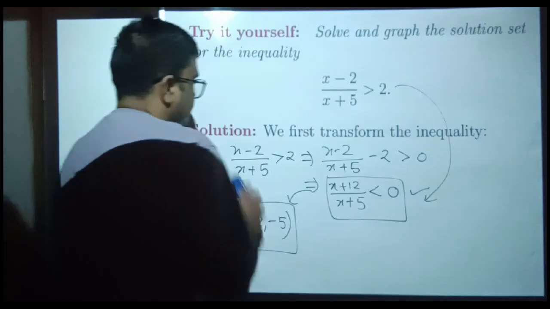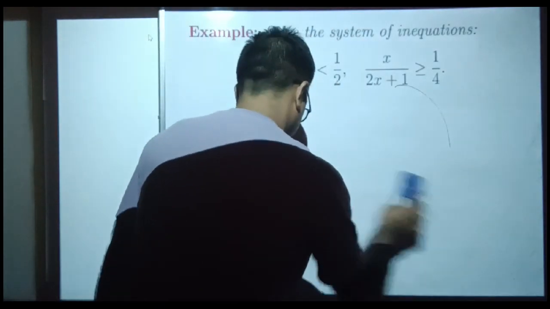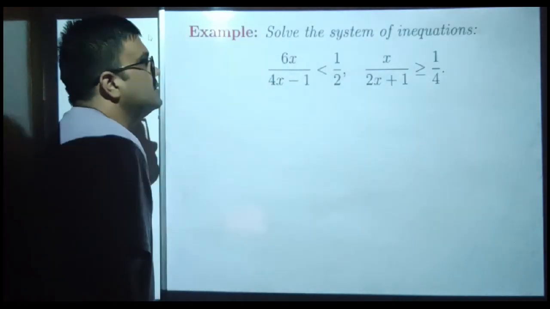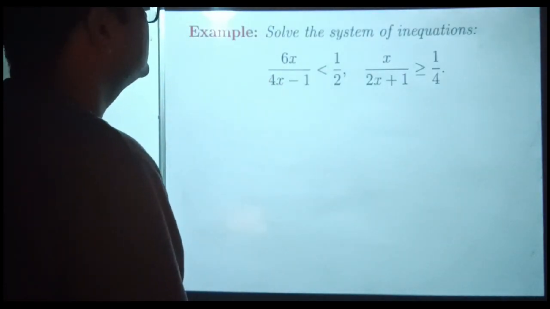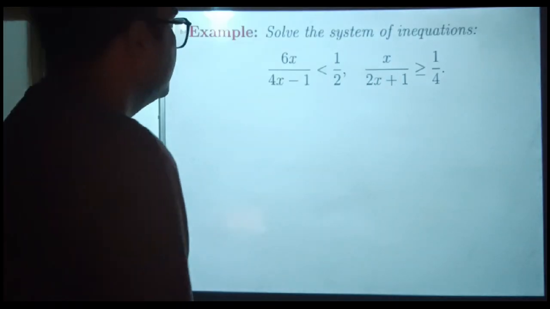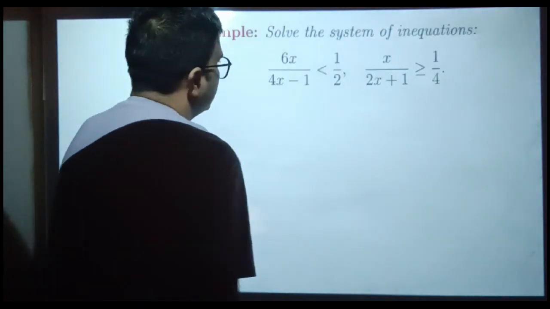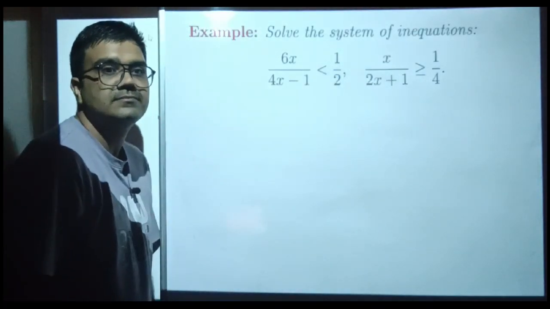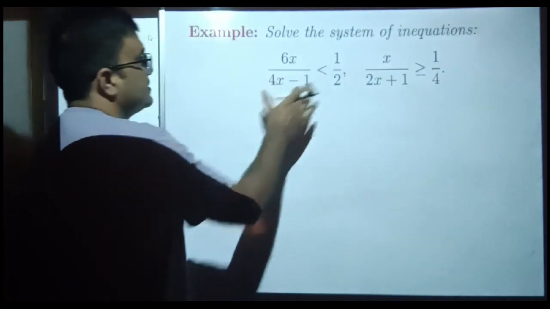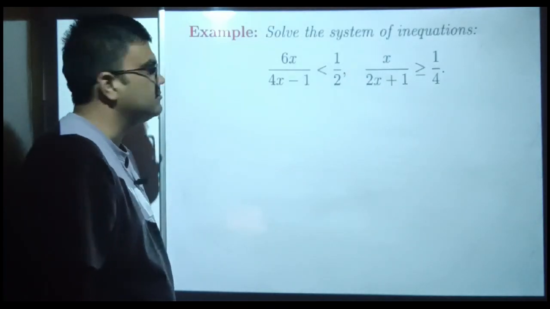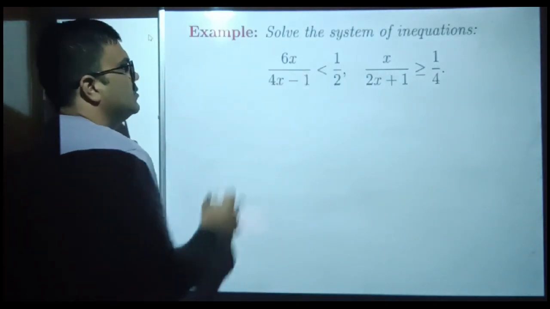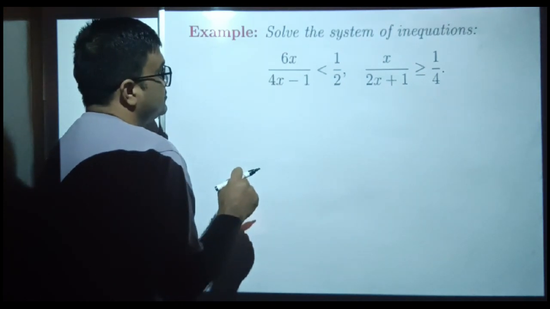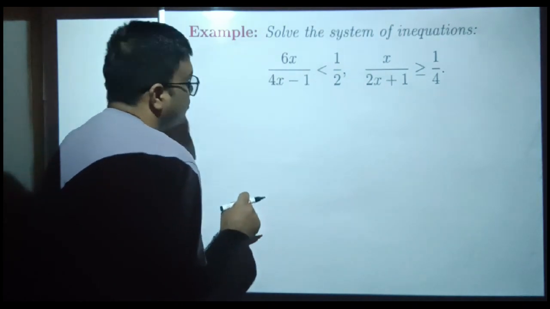Next, solve the system of inequations. So these inequations are given and we have to solve them. Now, first of all, we try to simplify both these values. When we are talking about this first case, we can cross multiply the terms or we shift this term on this side. Why are we not cross multiplying it? This is an important point to consider over here.